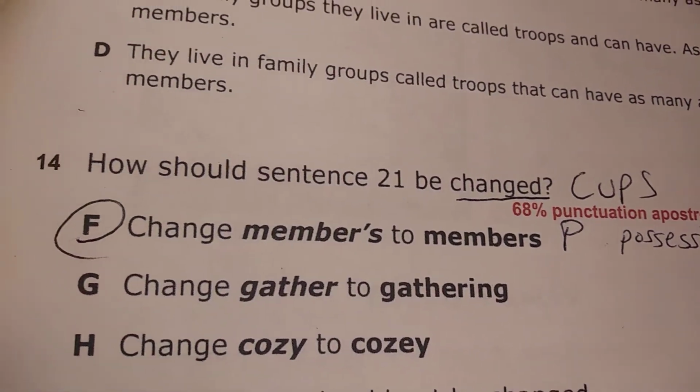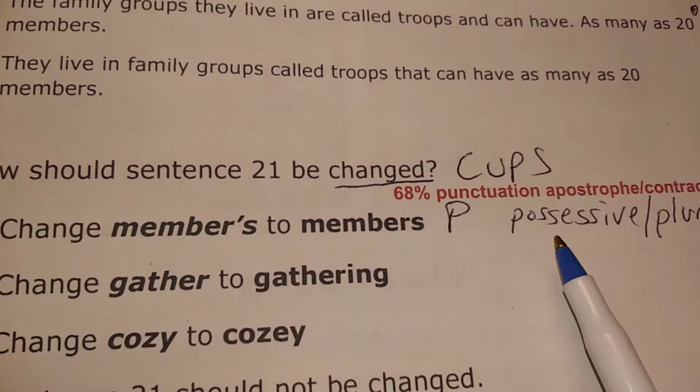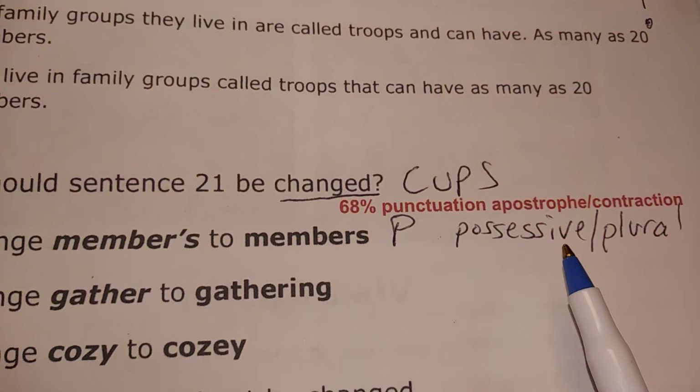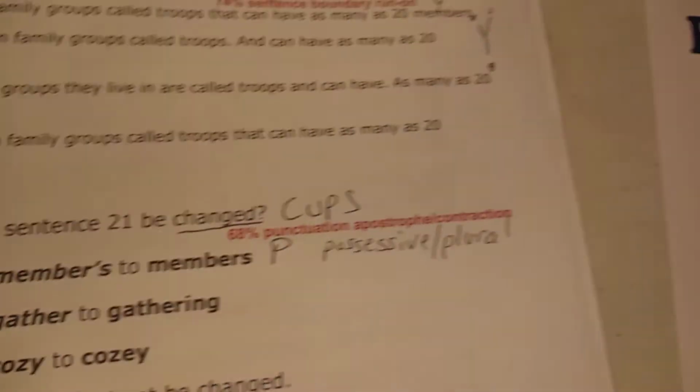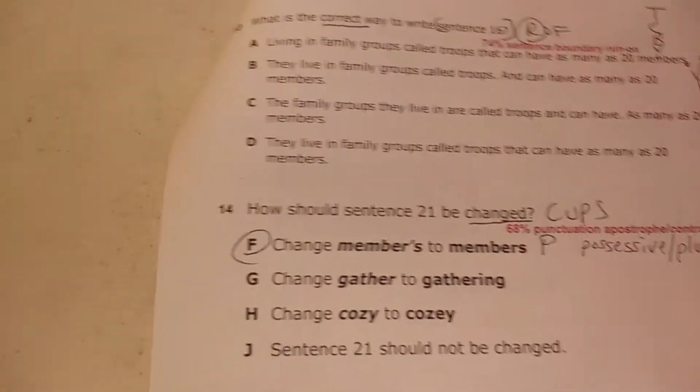Number 14. How should sentence 21 be changed? Automatically, they'll write CUPS. It was member apostrophe s to members. So that was punctuation, knowing the difference between possessives and plurals. So one more tally mark for punctuation.